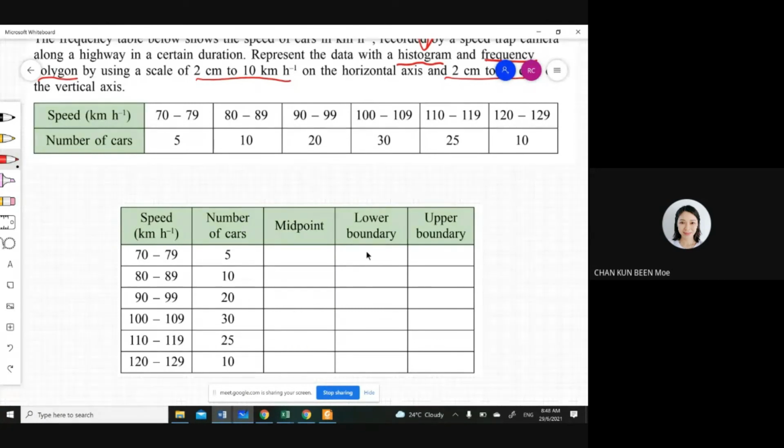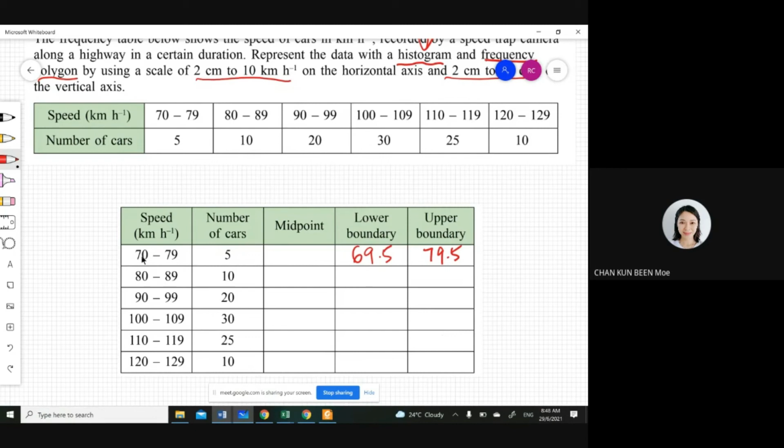So first, we are going to find the lower boundary. How much is the lower boundary? Look at this number here. It is the lower limit of the class plus the upper limit of the previous class, so it will be 69 plus 70 divided by 2. Lower boundary is 69.5. Are you okay? Then the upper boundary is the upper limit of the current class plus the lower limit of the next class interval. So it's 79 plus 80 divided by 2, which is equal to 79.5.